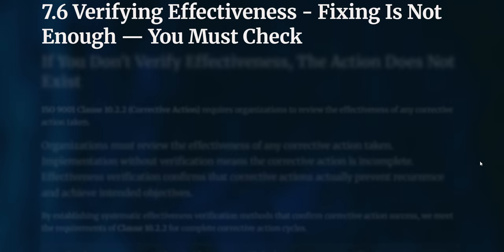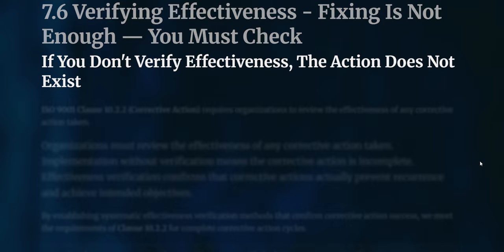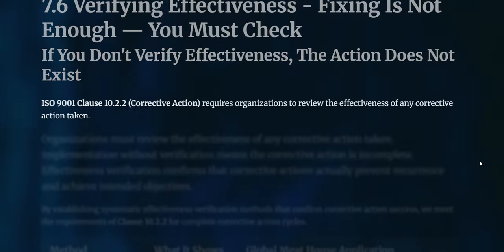Our sixth topic today is verifying effectiveness. Fixing is not enough. We must check. If you don't verify effectiveness, the action does not exist. ISO 9001 Clause 10.2.2 corrective actions requires organizations to review the effectiveness of any corrective actions taken.